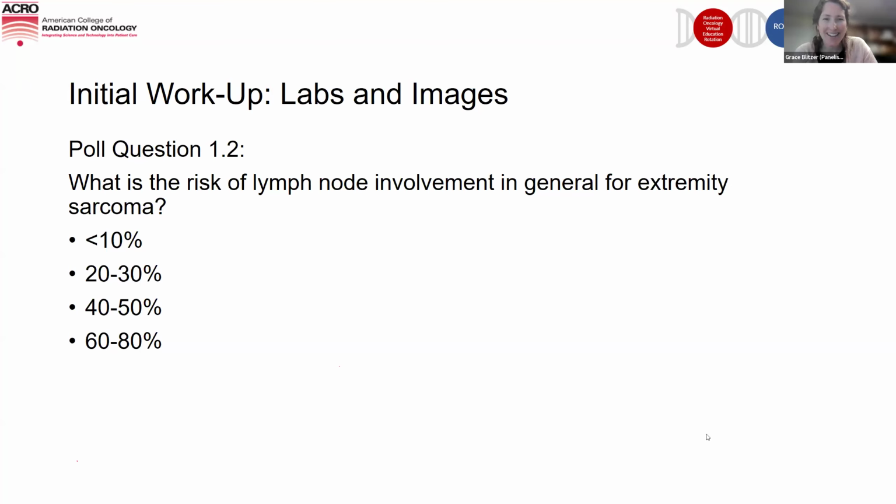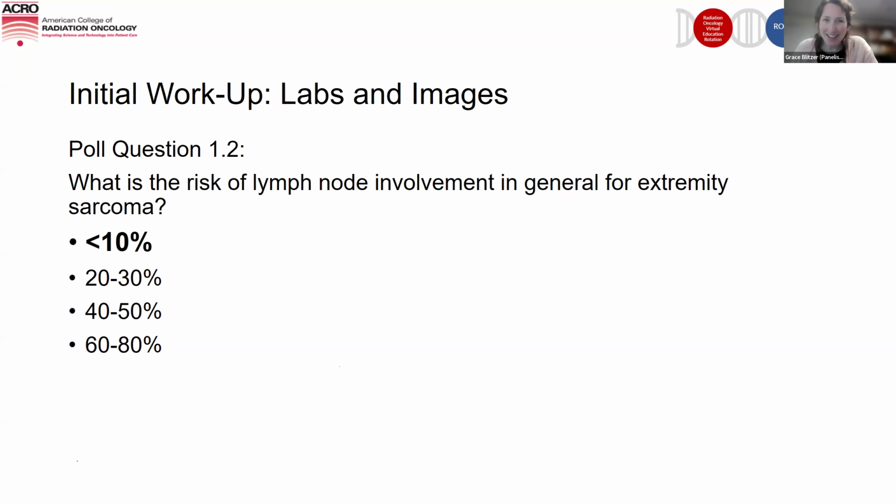All righty, got a nice spread. No one said 60 to 80, which is great. The majority did think less than 10%, which is exactly correct. Caitlin, I'll have you. Yep, perfect. So sarcomas in general do not spread to lymph nodes. That's why that staging system is binary.